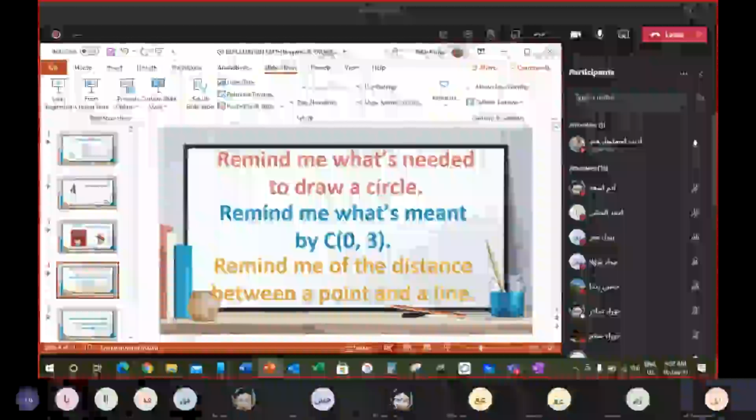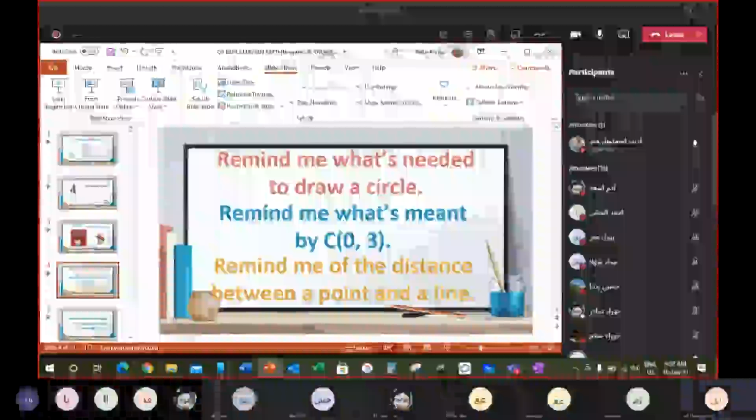Remind me what's meant by C(O,3). C is the name of the circle. O is the center, and 3 is the radius. Okay, so we read it as circle C of center O and radius 3 centimeters.